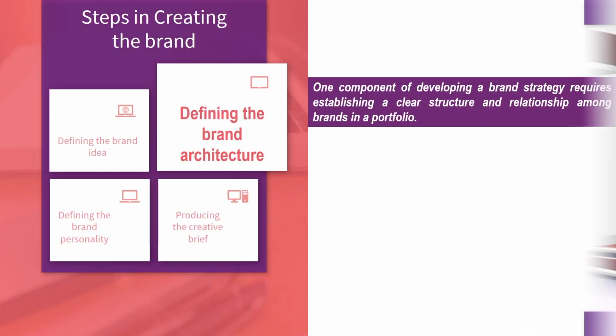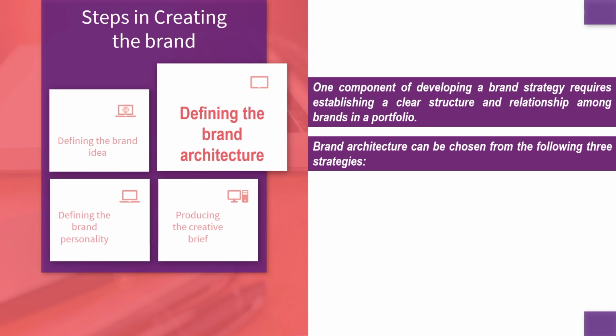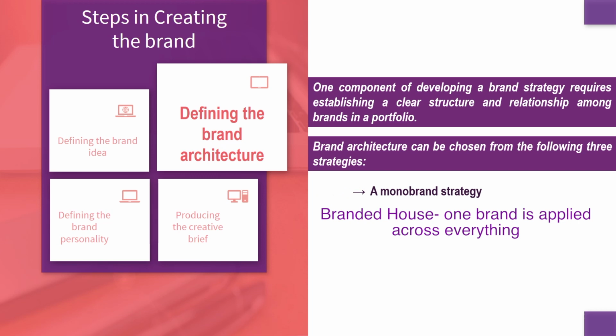So there are normally three kinds of brand architectures. One is called a mono brand strategy. It is also called a branded house, in which one brand is applied across everything. Your company may be in 10 products operating in different areas. The same brand will be used in every product and every industry area or service area.